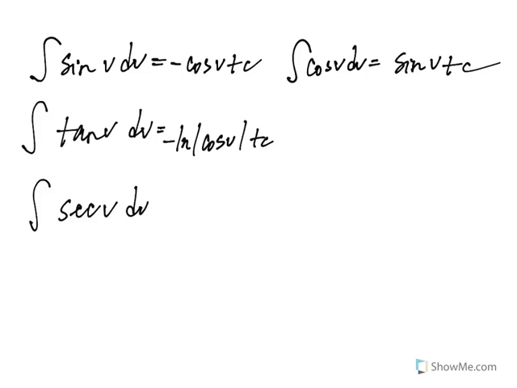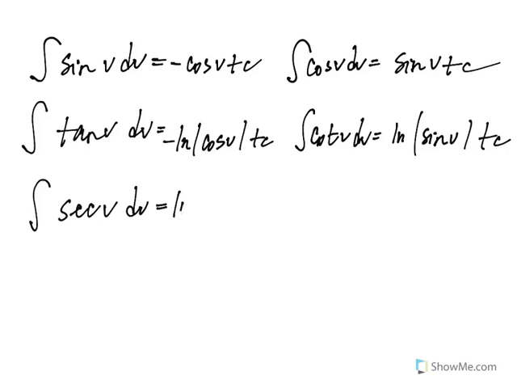All right, how about this? The integral of the cotangent of u turns out to be the natural log of the absolute value of the sine of u plus c. The antiderivative of the secant of u du turns out to be the natural log of the absolute value of the secant of u plus the tangent of u plus c.